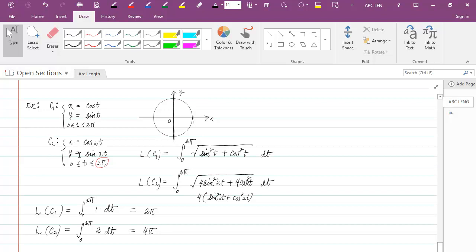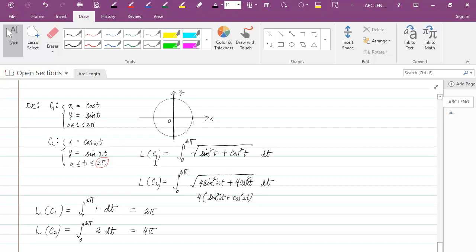And C2 is given by x is equal to cosine 2t, y is equal to sine 2t, t is between 0 and 2 pi. So we know that C2 is also the circle of radius 1, but C2 is the circle that is traced twice because of that 2. Now, if you don't remember that, you can go back to one of the previous videos where we discussed the parameterizations of a circle. Now, what is the length of C1?